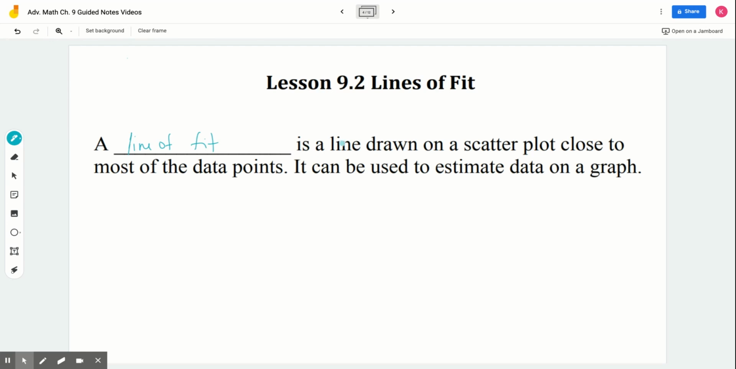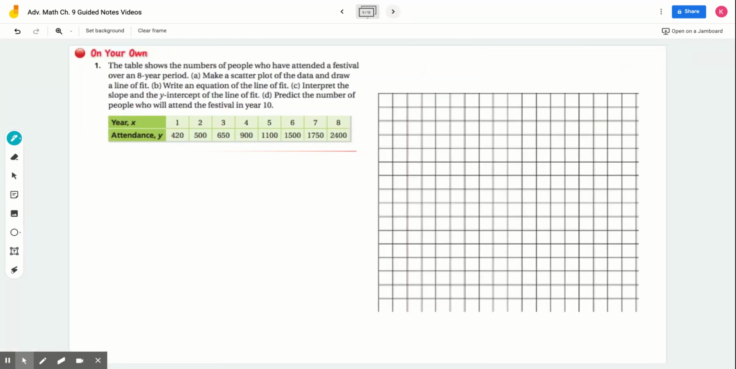If we look at the first example here, it says the table shows the numbers of people who have attended a festival over an 8-year period. Make a scatter plot of the data and draw a line of fit. We're going to then write an equation for that line, interpret the slope and the y-intercept of the line of fit, and predict the number of people who will attend the festival in year 10. There are several parts to this question. The first part asks us to make a scatter plot, so we need to use what we learned in lesson 1 to make that scatter plot.